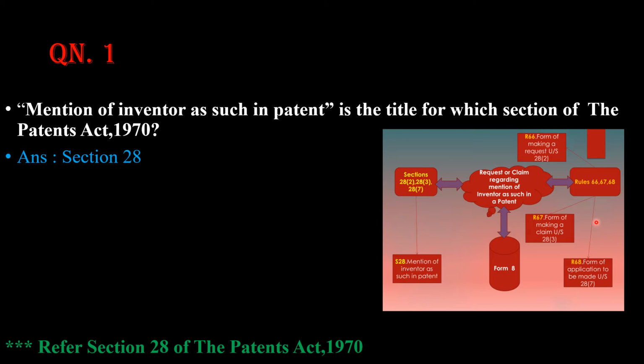What is rule number 67? This is form of making a claim under section 28 subsection 3. And rule 68 is form of application to be made under section 28 subsection 7. Here also the relevant section is 28, but some specific subsections are mentioned here. One is subsection 2, subsection 3 and subsection 7.